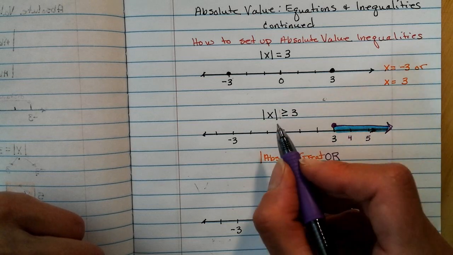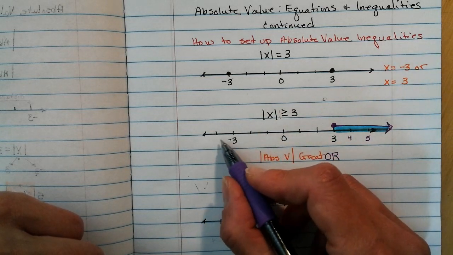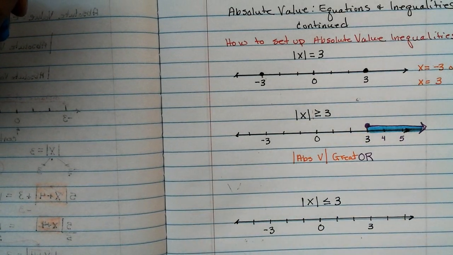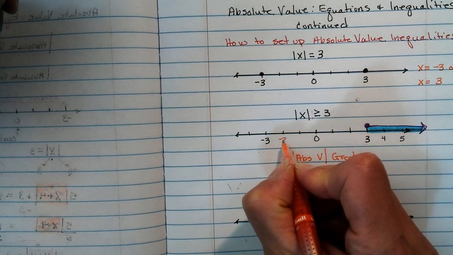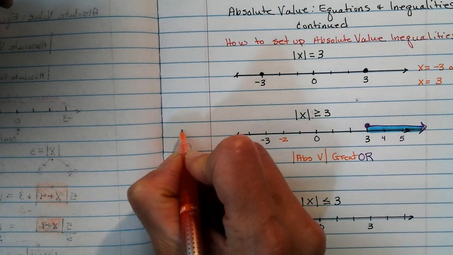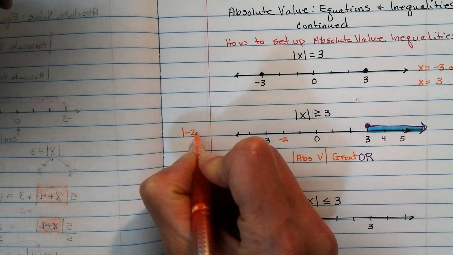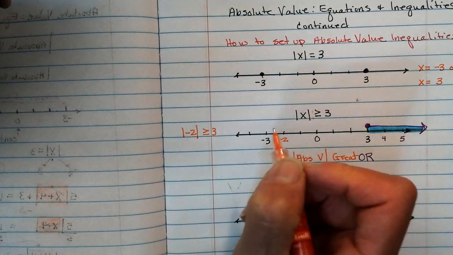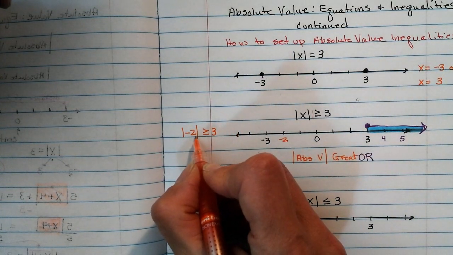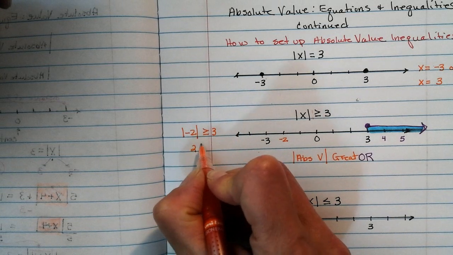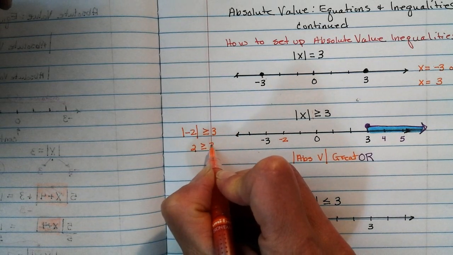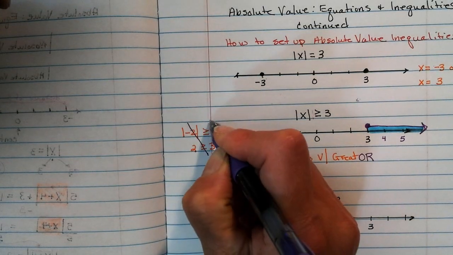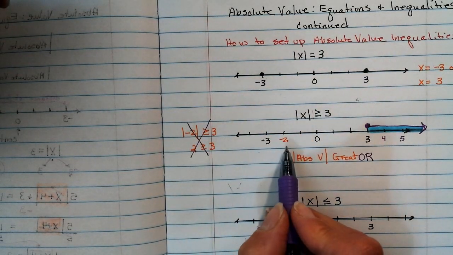Well, let's find some other values. Let's plug some other numbers in and let's see. Let's test this number here. This number here is -2. So if I take the absolute value of -2, is that greater than or equal to 3? Well, the absolute value of -2 is 2. Is 2 greater than or equal to 3? And the answer is no. So that value doesn't work.